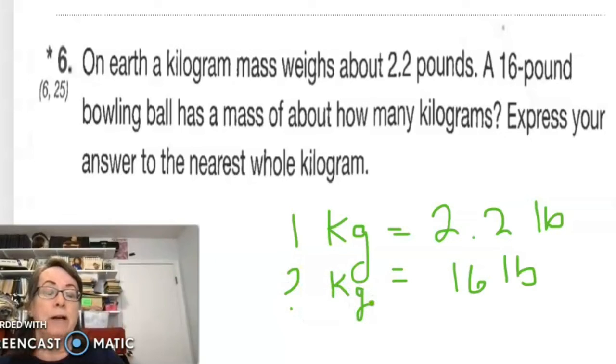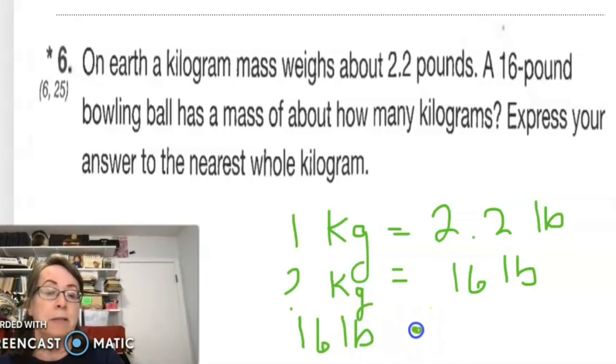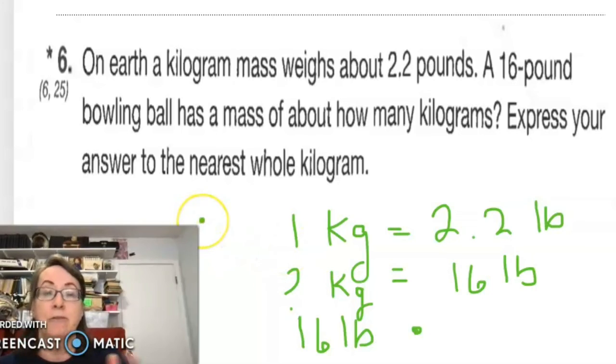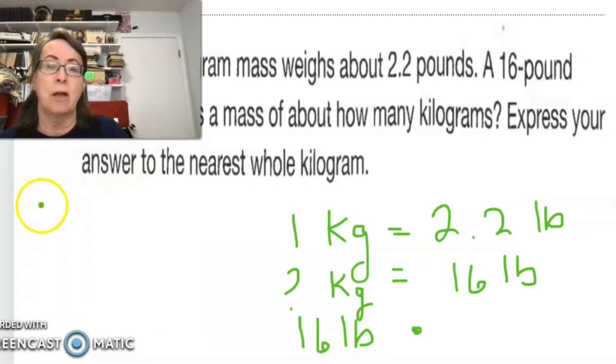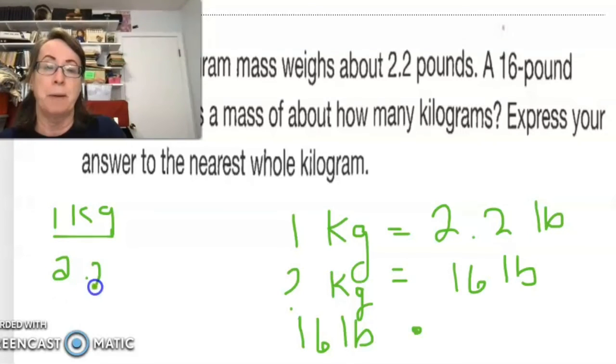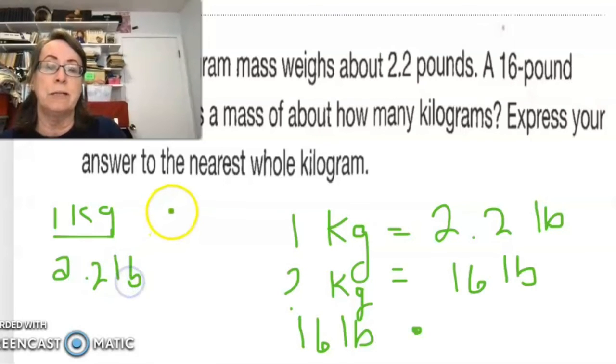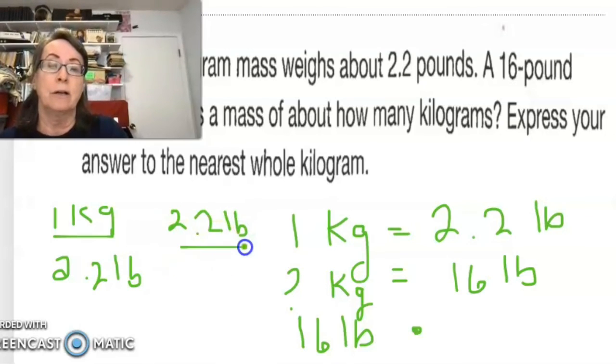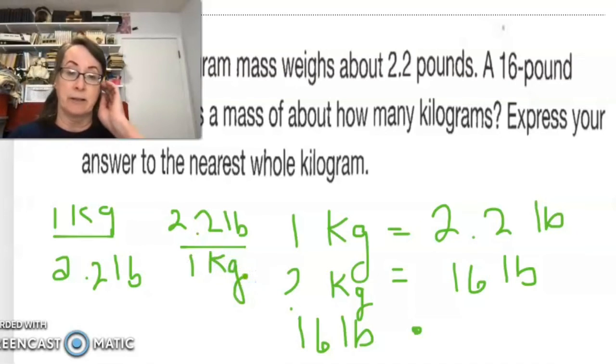Okay, so we're going to take the 16 pounds and we're going to multiply it by a conversion factor, which is either going to be, and I want you to tell me which one you would use. Would you say times 1 kilogram divided by 2.2 pounds? Or would you say 2.2 pounds over 1 kilogram? I'm sorry, this is really sloppy. This is very hard to do writing like this on the computer.